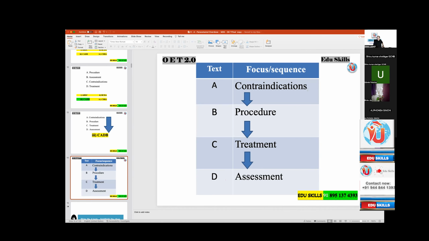For example, in some other text, first they will give the condition definition or description of the condition and classifications. Then they will give you diagnosis or clinical investigations. Then they give medication, which is equivalent to treatment. Then they may give assessment or management. So there is a relationship between all these four texts that you have to understand.